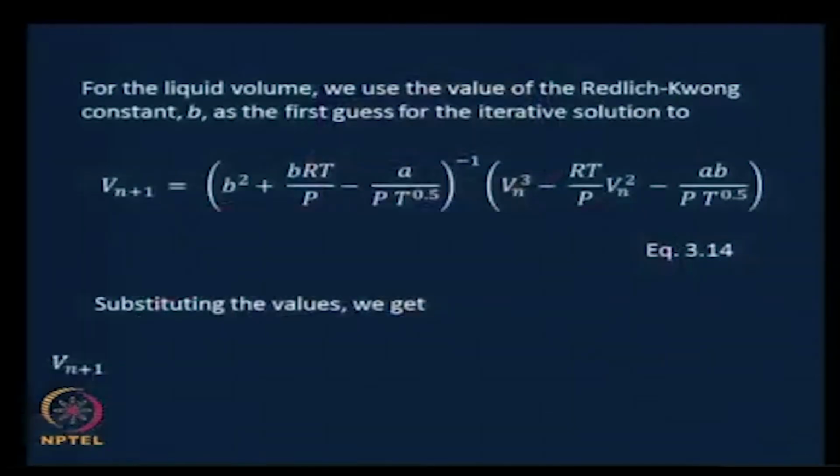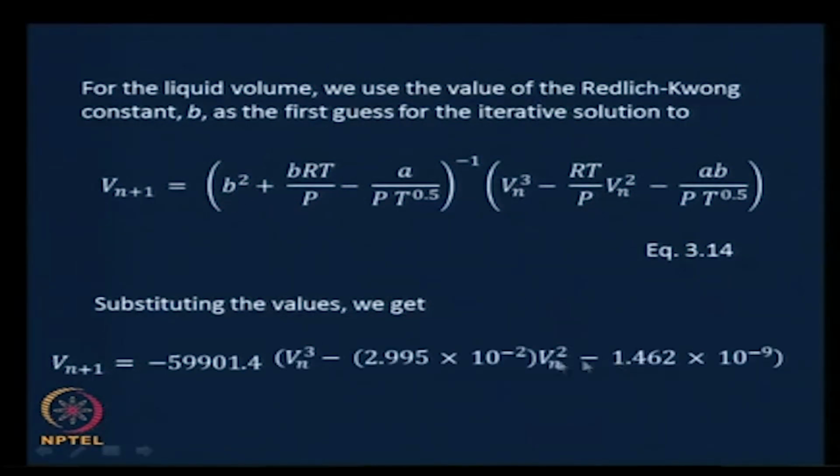The details are as follows: V(n+1), if you substitute B and so on and so forth, it is going to be this value: b squared plus bRT by P minus a by P T to the power 0.5, one by the whole thing is going to be minus 59901.4, and then Vn cubed minus 2.995 into 10 power minus 2, which is RT by P, Vn squared minus ab by P T to the power 0.5, 1.462 into 10 power minus 9.